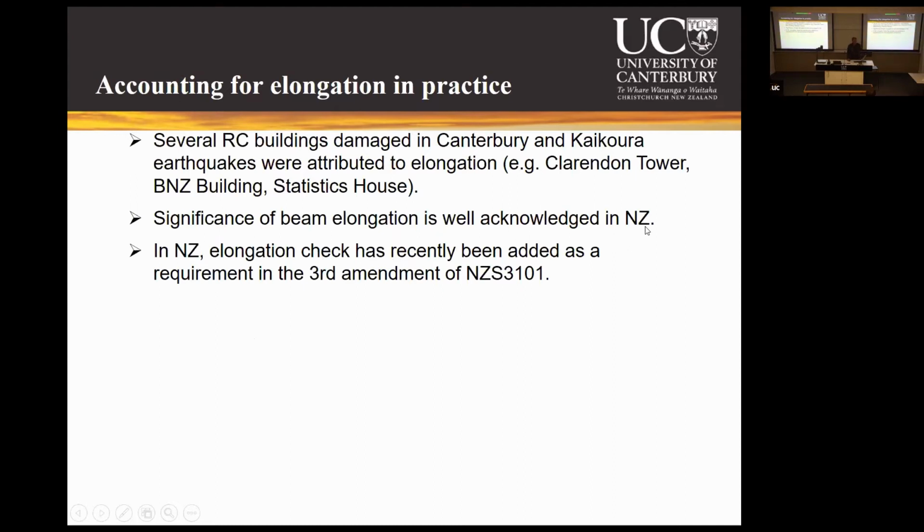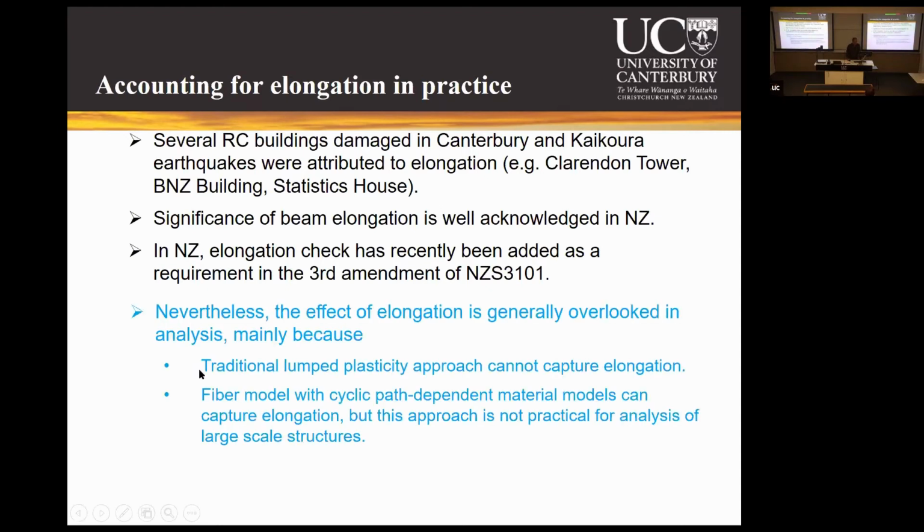I would say in New Zealand because I still have a fresh memory of a paper being submitted to an international, very renowned journal on beam elongation, and the editor returning the paper saying that we have already dealt with this in the United States, so it is no longer a problem there, and not even sending it for review. So obviously in New Zealand it has been well acknowledged, but I couldn't say the same for the rest of the world. So in New Zealand, we also added a check requirement for elongation in our recent amendment of the concrete code, NZS 3101, right?